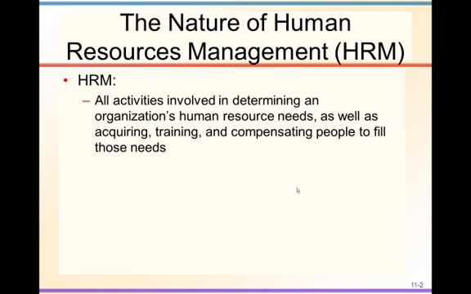So, human resource management, as the slide says, is all activities involved in determining an organization's human resource needs, as well as acquiring, training, and compensating people to fill those needs.